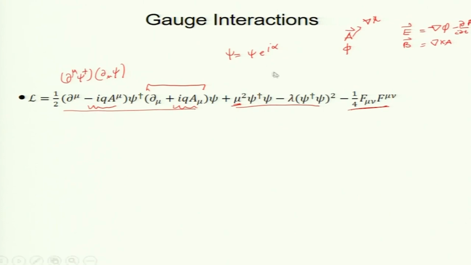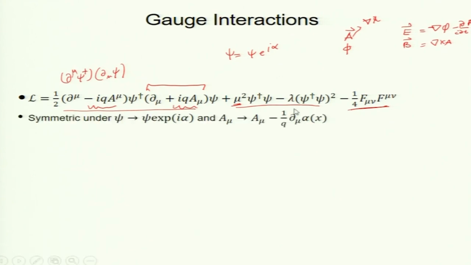So, the transformation, this is very nice: psi goes to psi e to the power i alpha, and A mu goes to A mu minus gradient of alpha. If I do this, then my Lagrangian is unchanged. We can do it easily. Let us look at this part. What will del mu psi be? Let us do del mu psi.